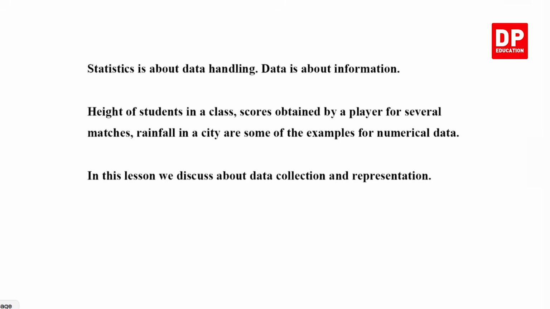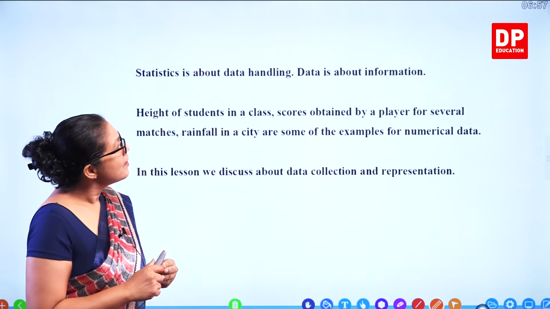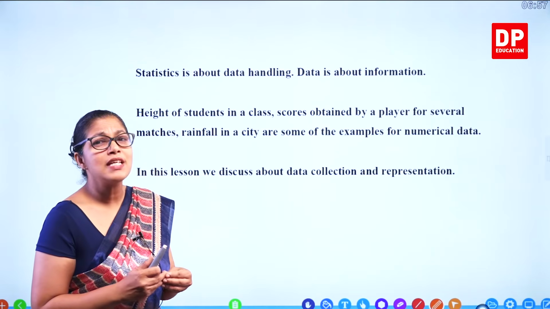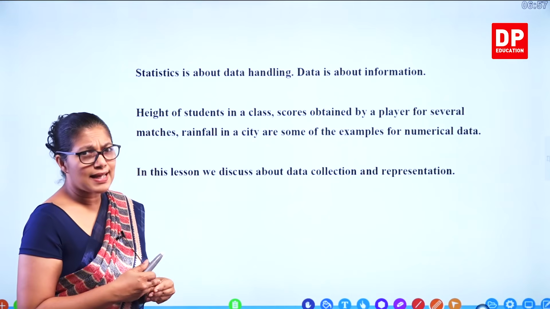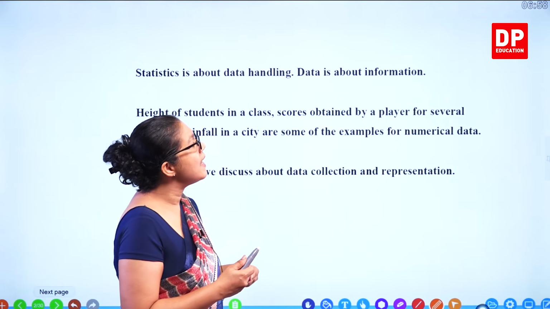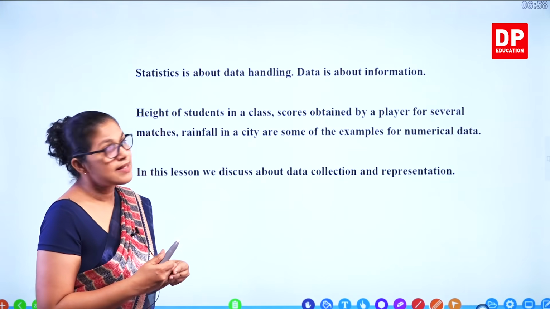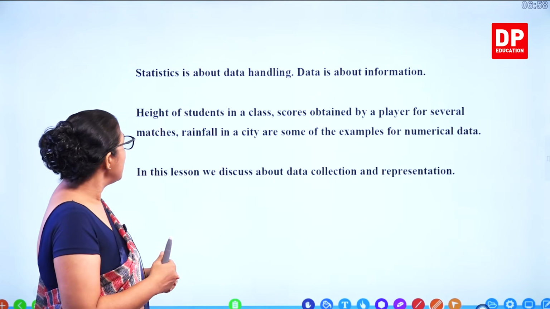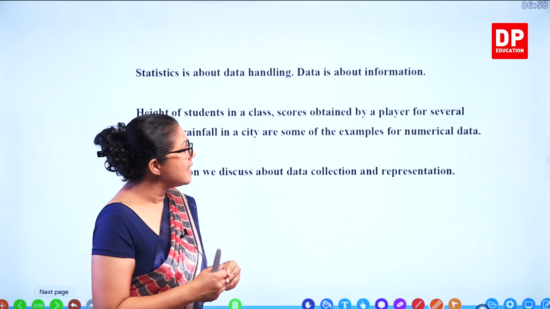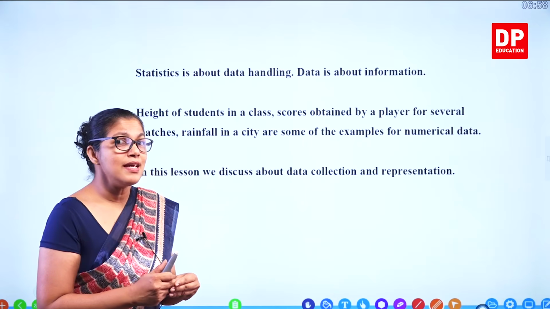So what does statistics mean? Statistics is the science of collecting data. So this is about data handling. So what is data? Data is about information. Think about these examples: height of students in a class, scores obtained by a player for several matches, or rainfall in a city are some examples of numerical data. You get numbers, values. So in this lesson, we discuss data collection and representation, how you represent it using graphs.